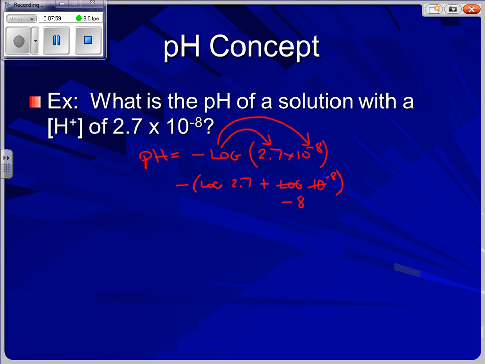If I type in on my calculator 2.7 and I hit log, I end up with an answer of 0.4314, we'll call it. Now, don't forget the negative out in front. We're going to add these two, which means I'm going to switch the signs. So 8 minus 0.4314. Okay, 8 minus 0.4314 is going to give me my answer in terms of pH.